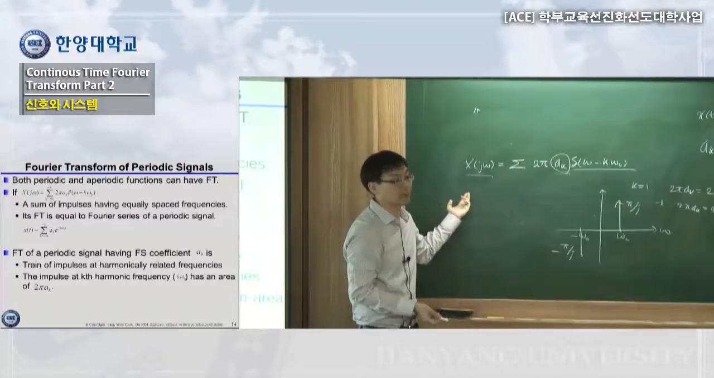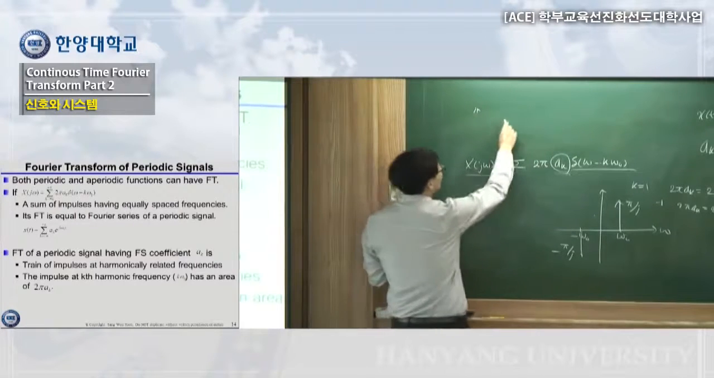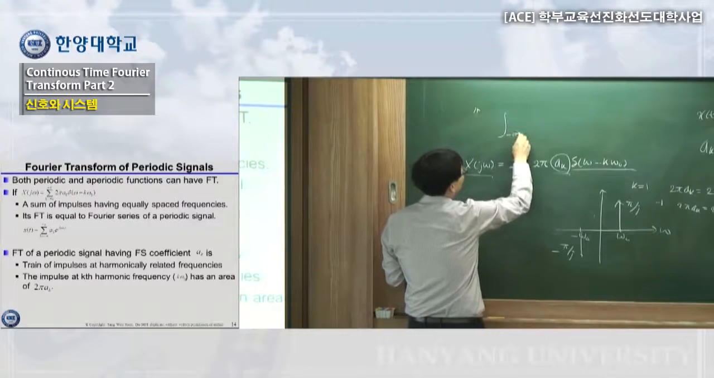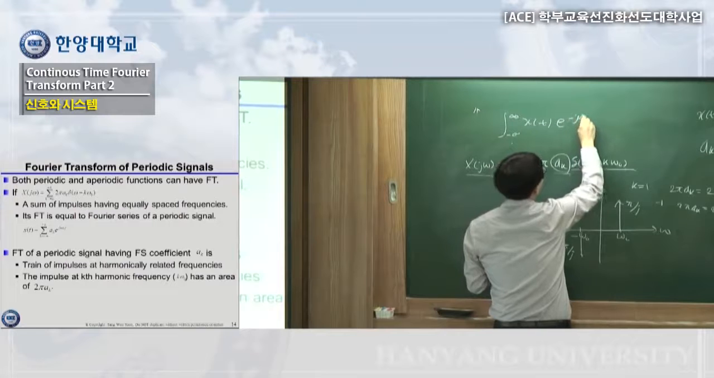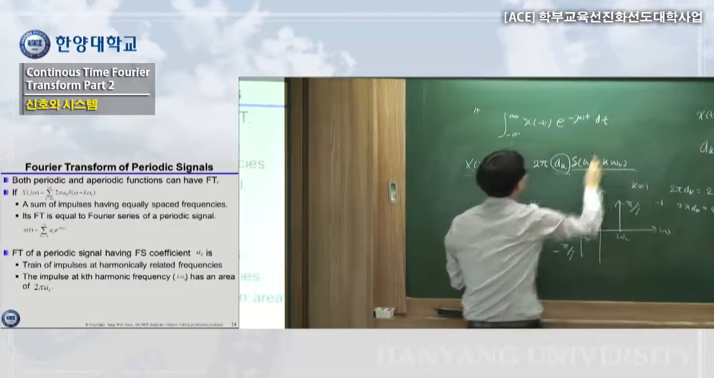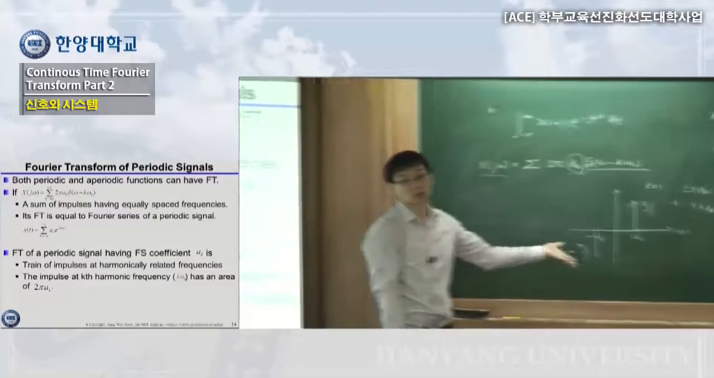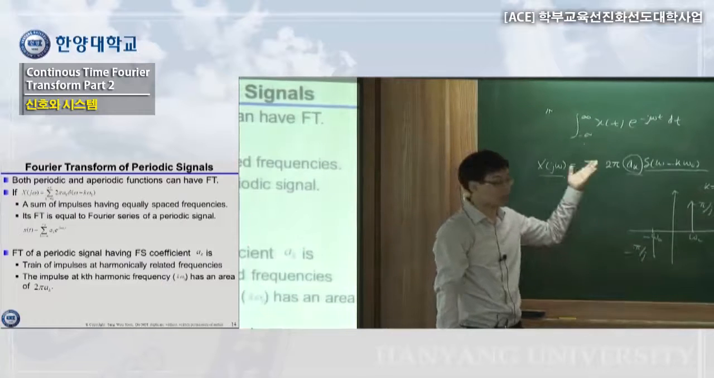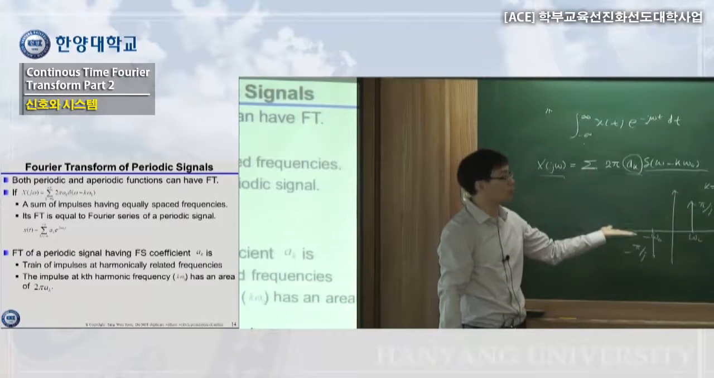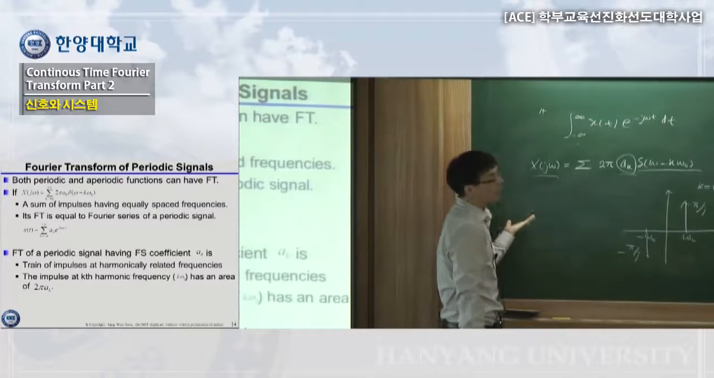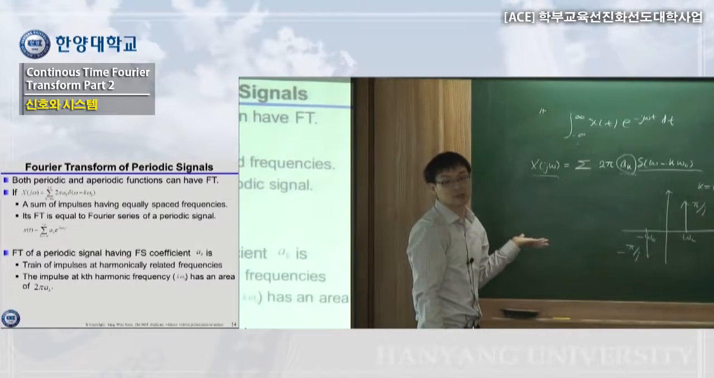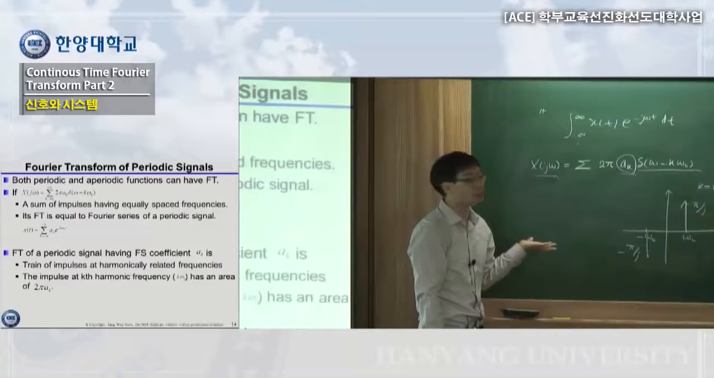Another way we can find the Fourier transform: of course, you can use the equation, doesn't matter. You can use this equation to find this one. The solution will be the same. But I'm giving you another, easier way to find it. This is only valid for periodic signals. If it is not a periodic signal, you cannot do that.